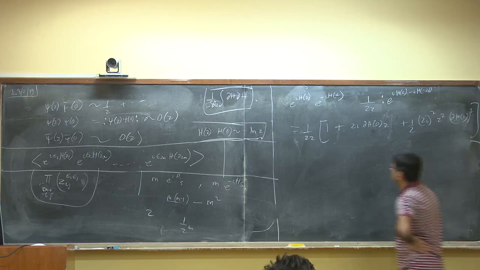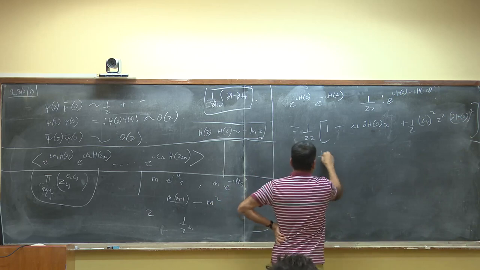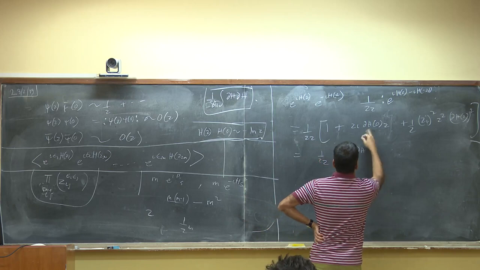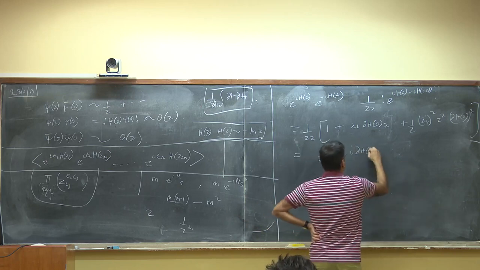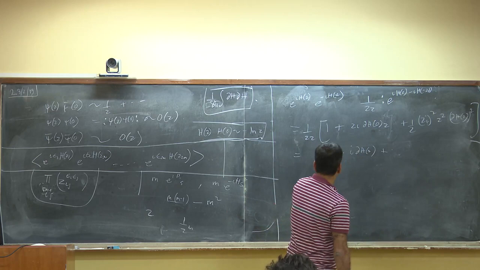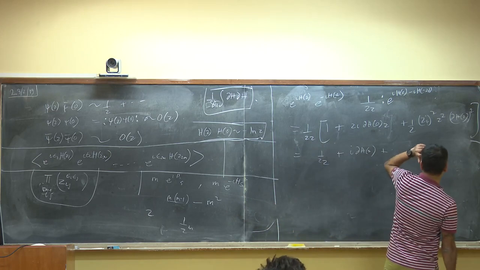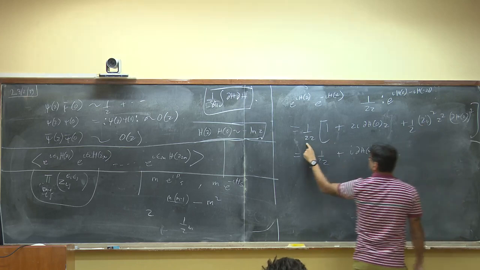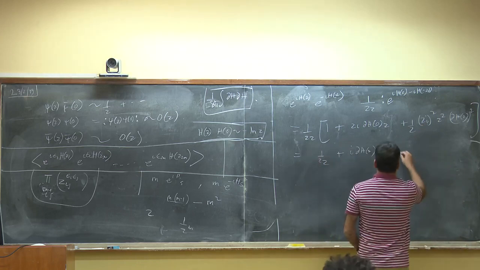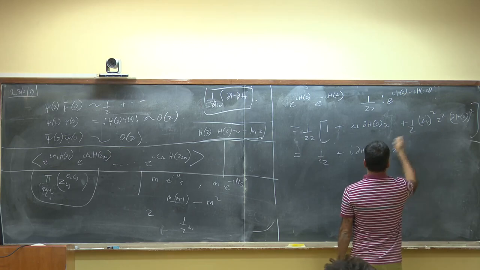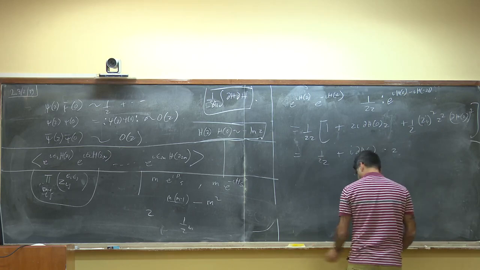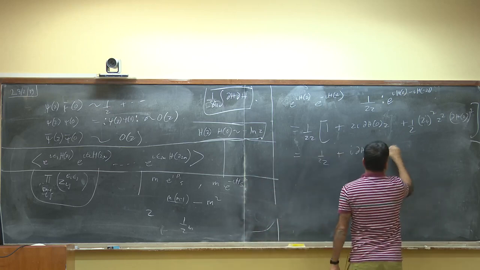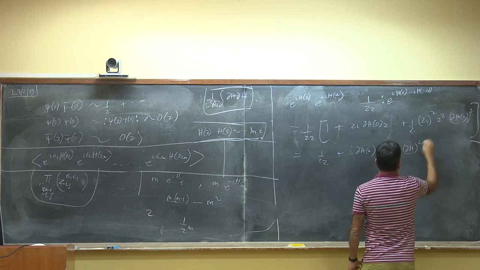Okay, so now let's simplify. This is 1 by 2z plus i del h of 0, and the 2 has gone. Plus, now we have, there's lots of 2s around here, so 4 divided by 2 divided by 2, so the 2 has gone, and there's an overall z, there's a minus 1, and we have del h, the whole thing square.